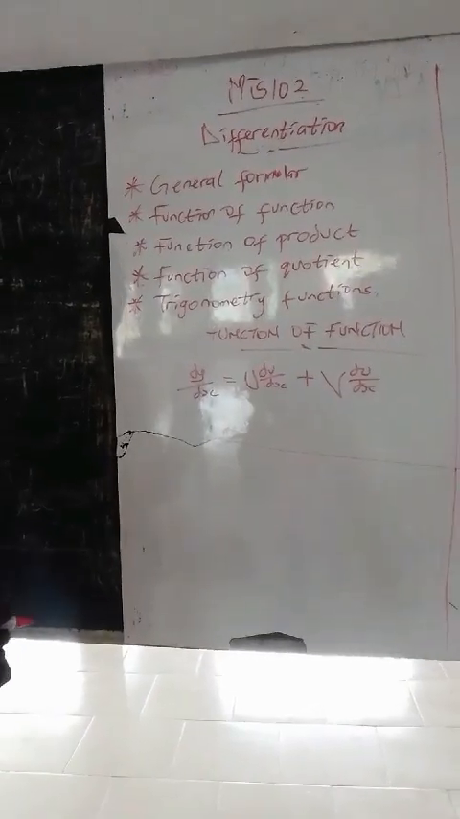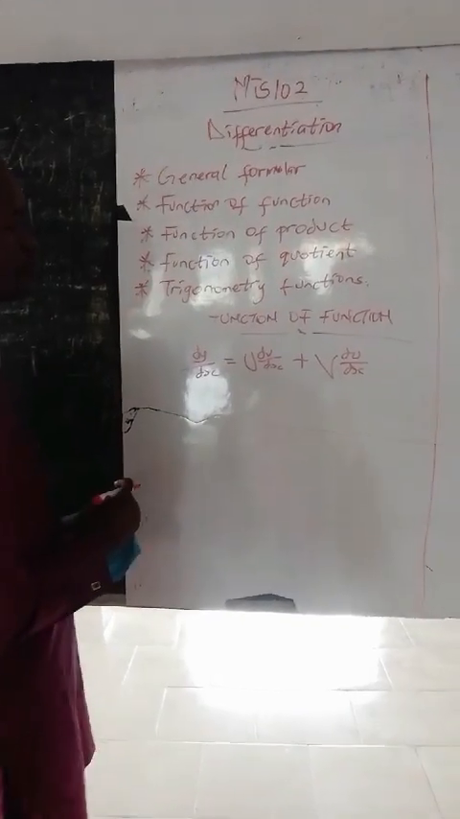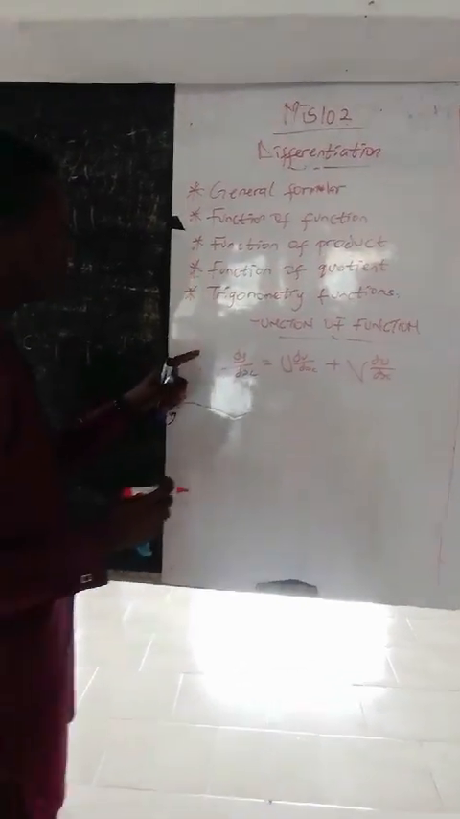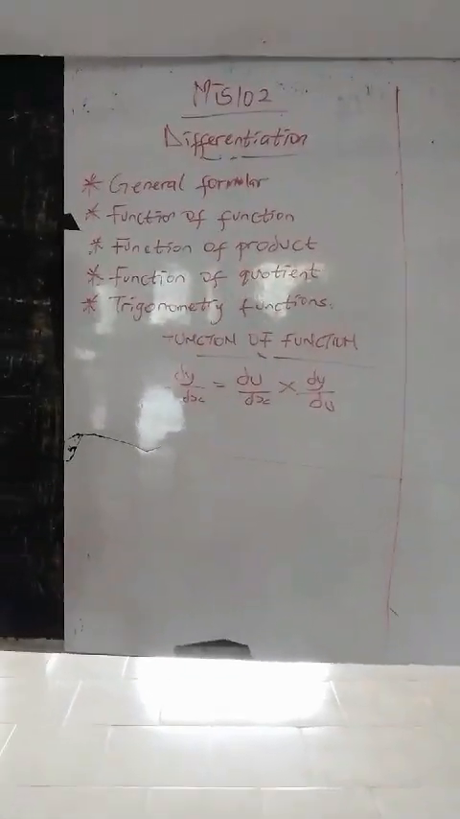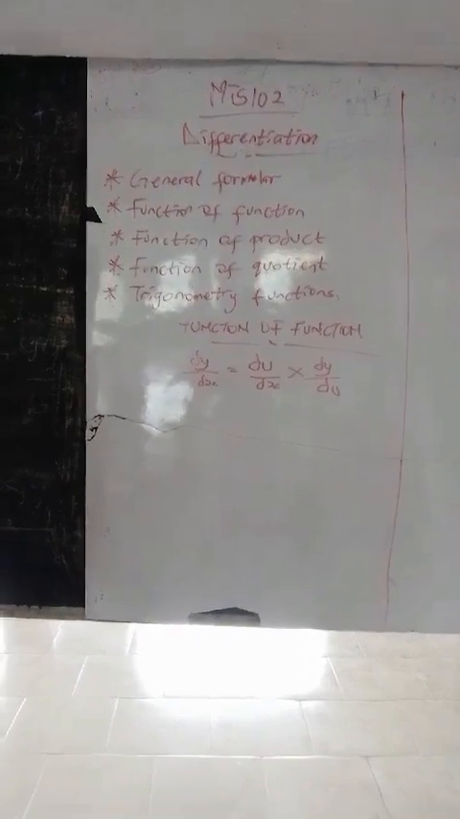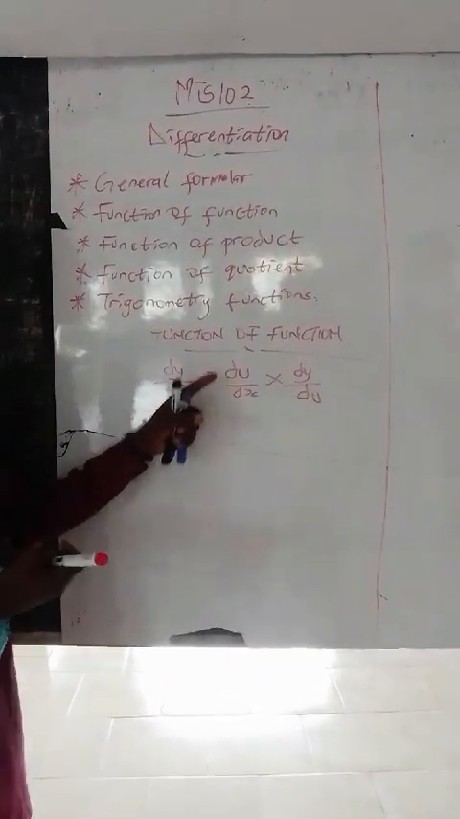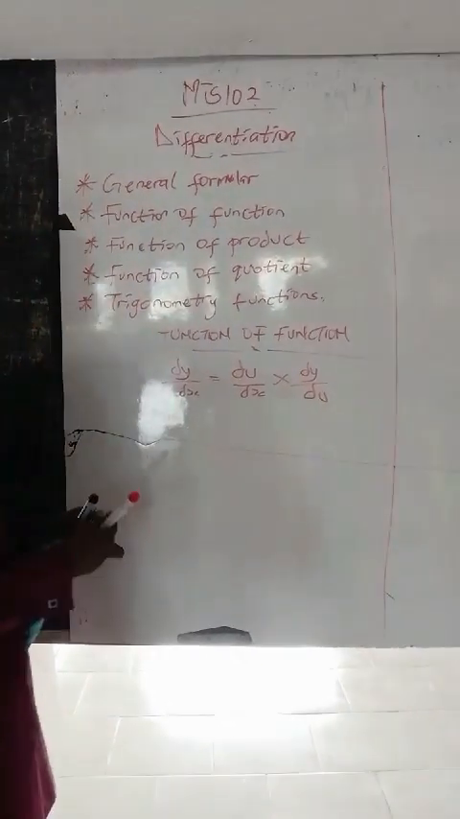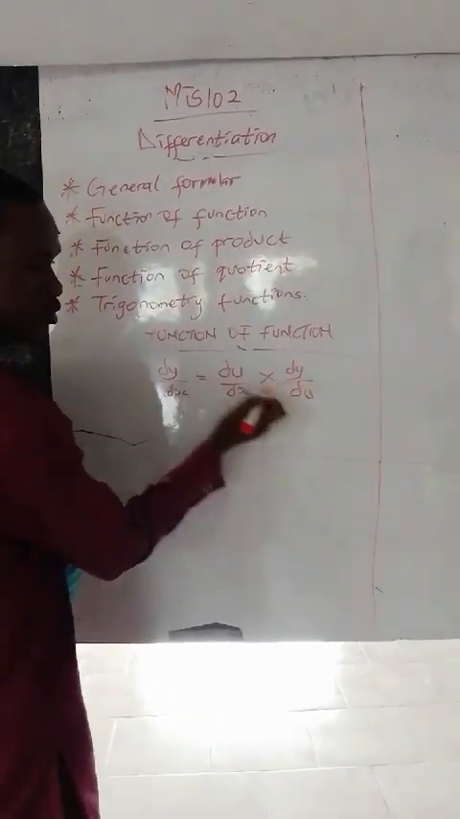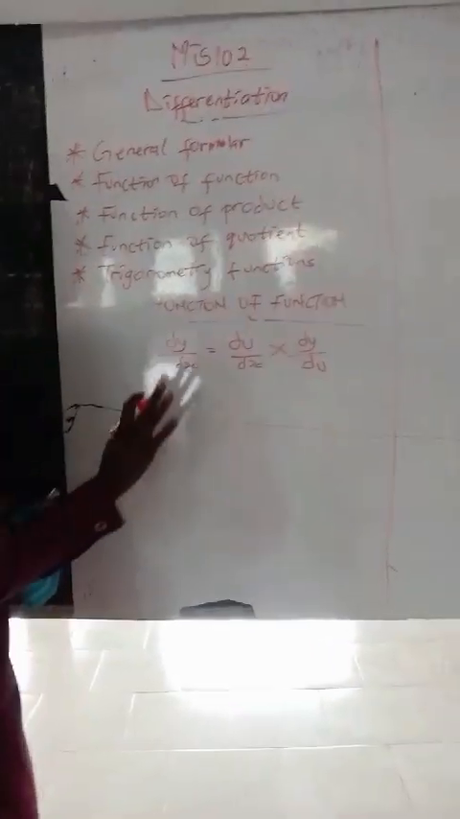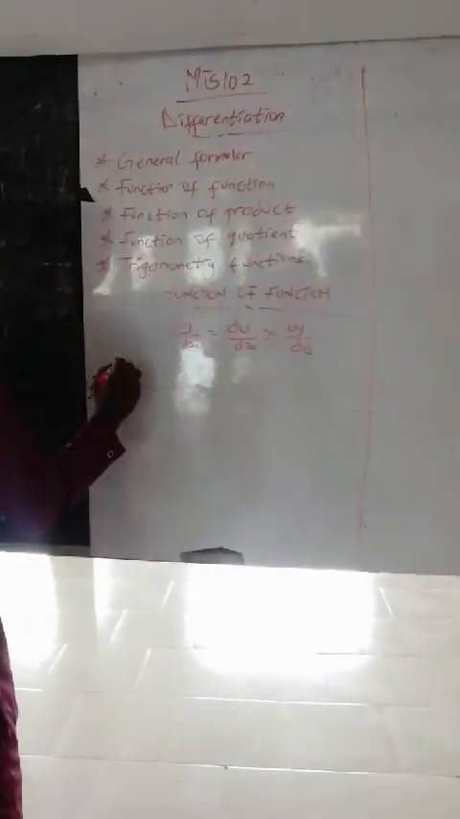Moving on, the next thing is function of function. The formula for function of function is dy over dx equals du over dx times dy over du. If you look at it, the du can cancel du. At the end of the day, we have what? dy over dx. But that is not where we are going to.